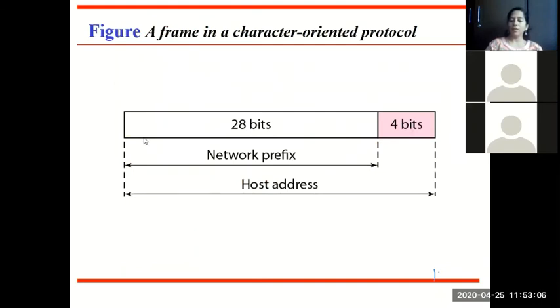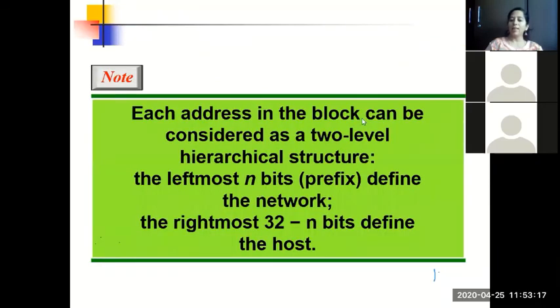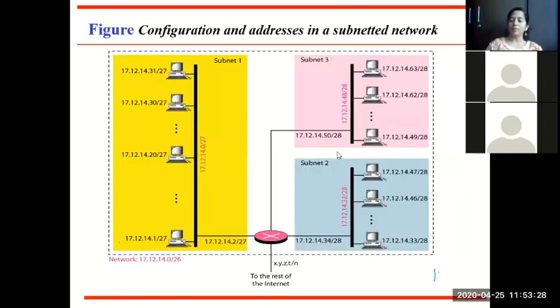As we have already seen, the initial bits represent the network prefix and the next bits represent the host address, and they are always in a two-level hierarchical structure. Leftmost n bits define the network or the net ID. Rightmost 32 minus n bits define the host. I'll continue with this in the next class.